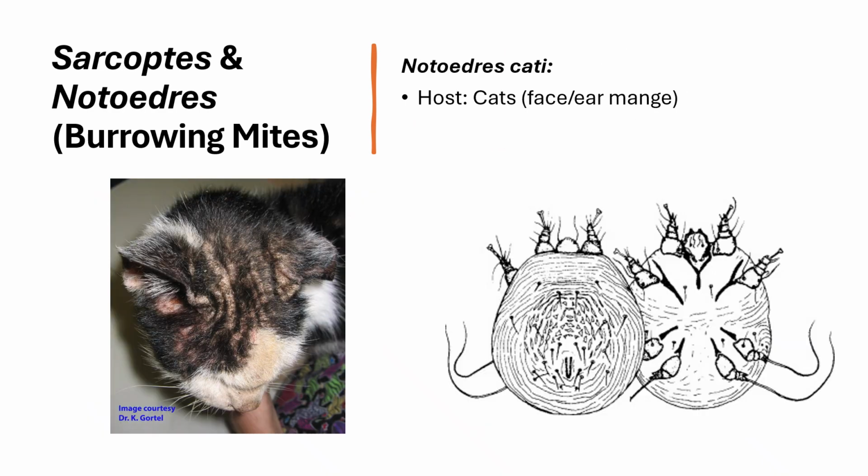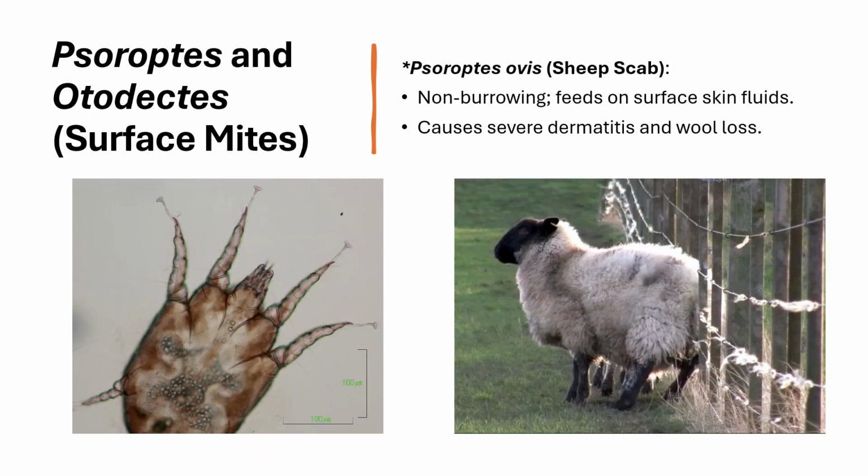Another burrowing mite is Notoedres cati. Its primary hosts are cats, and it causes face and ear mange. Another group are the surface mites. Under this, we have Psoroptes ovis, which causes sheep scab. They are non-burrowing and they feed on surface skin fluids. They also cause severe dermatitis and wool loss. Some of the signs include frequent rubbing against the fences and wool tags on the wire.